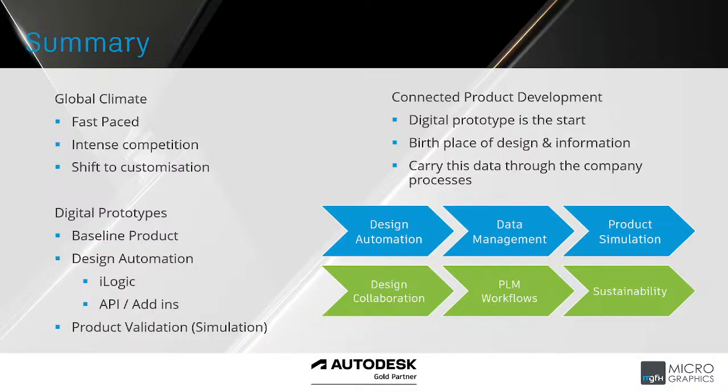And this brings in the connected product development process. The digital prototype is the start. It's the birthplace of the design and all the information required to manufacture that design. So we'd like to carry this data through the company's processes. As I mentioned, we looked at design automation, data management, product simulation, but this goes further to design collaboration. The more information you have in the prototype, the easier it is to collaborate and to convey information. We can then look at PLM workflows with the design, looking at the product lifecycle management, and then lastly, reaching sustainability goals.